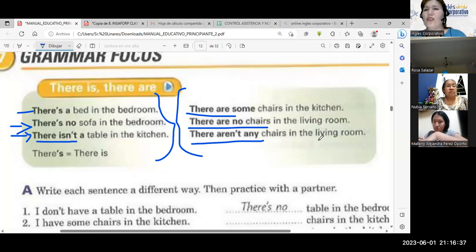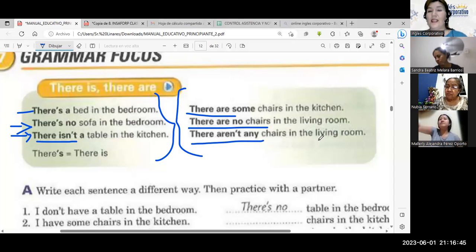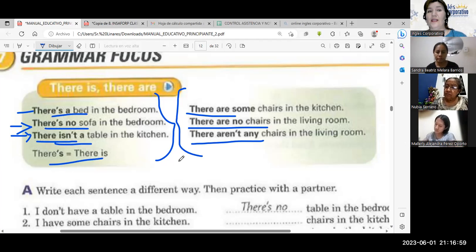If you say, there are no chairs in the living room. No hay sillas en el living room. But if you say, there aren't any chairs in the living room. No hay ninguna. There is a bed. There is no sofa. And there isn't a table in the kitchen, right? There is and there are. There is for singulars. There are is for plurals.